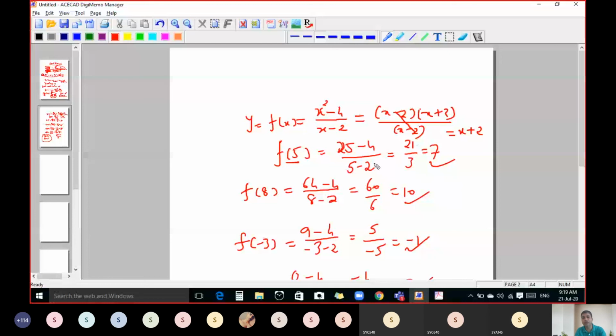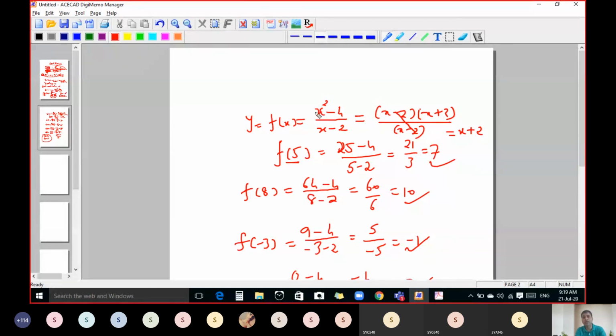See, put x equal to, let us say, 10. So if we put 10 here, 10 square, 100, 100 minus 4, 96, 10 minus 2, that is 8. 96 divided by 8, that is 12. And here, if we put 10, 10 plus 2, 12. In both cases, we get the answer 12.